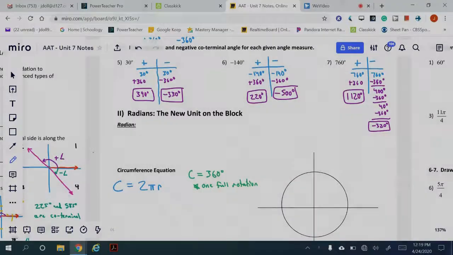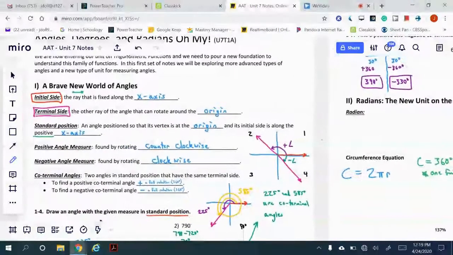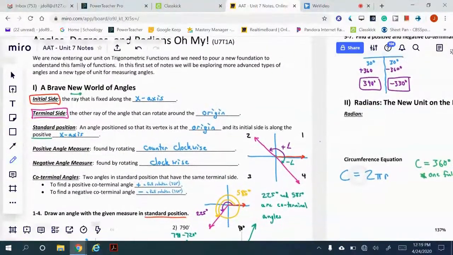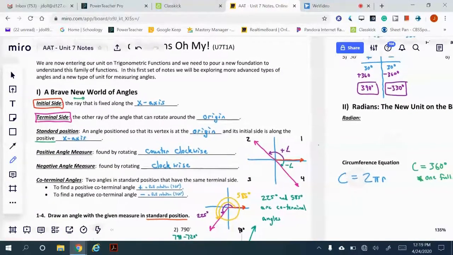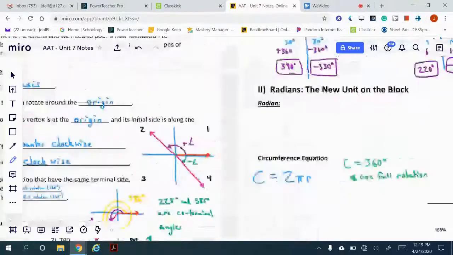All right, welcome back to our first target in Unit 7. In the previous target, guys, we talked about angles, and we really changed the landscape in terms of what an angle could be, how we measured an angle, in terms of rotating around a fixed point, and we talked about some different vocabulary words right over here: initial side, terminal side, positive and negative angle measures, which you never had in geometry, and coterminal angles.